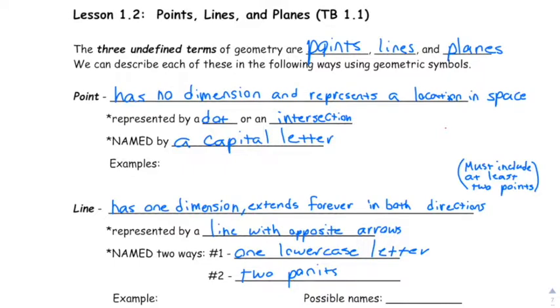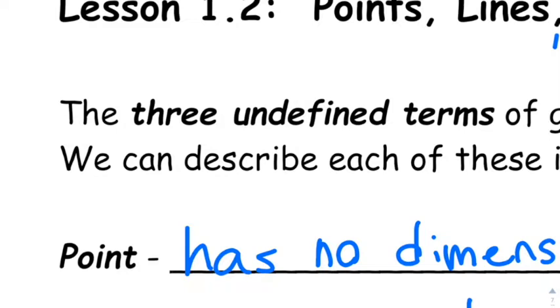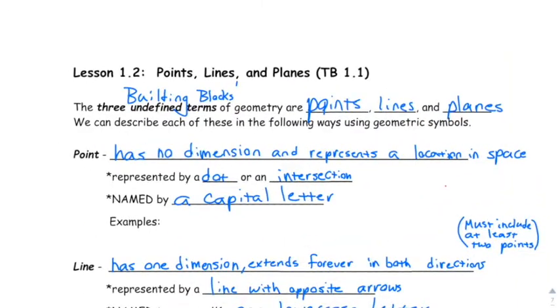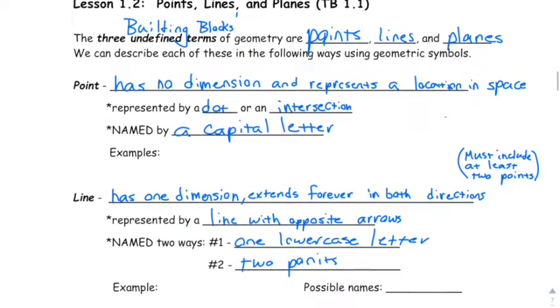All right. Now, part of the reason we call them undefined terms is that they're kind of hard to define. They're hard to put words to, but they're also kind of like the building blocks of geometry, meaning that everything else in geometry we can kind of link back to points, lines, or planes, and we can describe other things in geometry using points, lines, and planes. So these are the building blocks essentially.